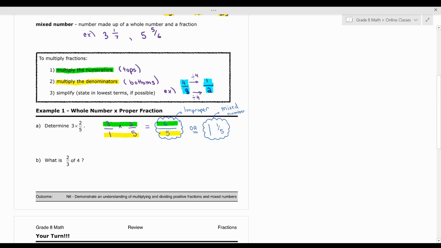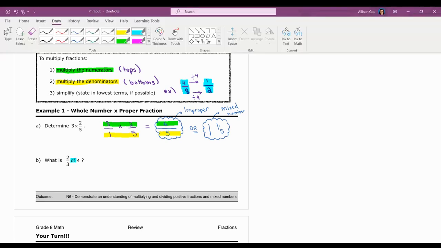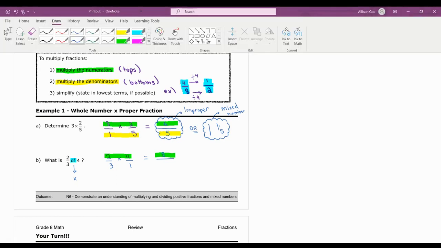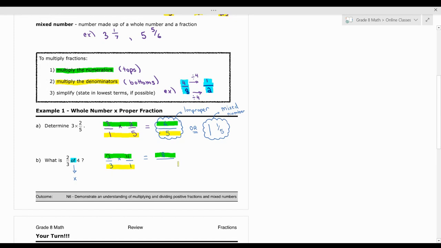Question B, what is 2/3 of 4? So you'll notice worded a little bit different. Okay, so good time to remind you, when you see the word of, this is implying that it's multiplication. So you can really think of this as being 2/3 times 4. Okay, so again, I have this whole number, I have the proper fraction. Sometimes it's easier to think about, well, that's like 4/1. And then I know I'm going to go top times top. So that will give me 8 over bottom times bottom, which will give me 3.